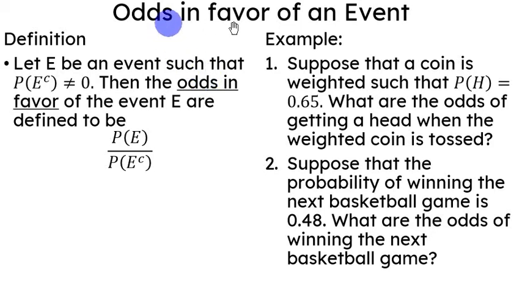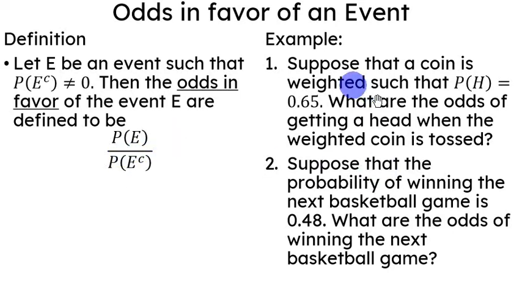Let us talk about odds in favor of an event. Let E be an event such that the probability of the complement of E is not equal to 0. Then the odds in favor of event E are defined to be the ratio between the probability of event E and the probability of E complement.